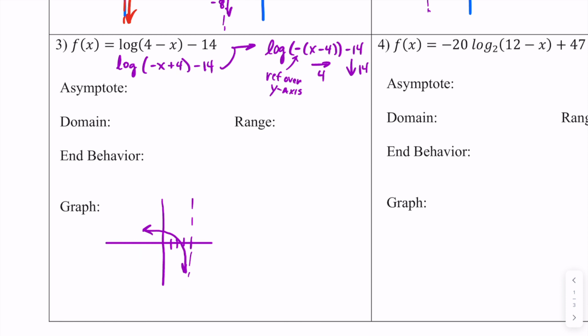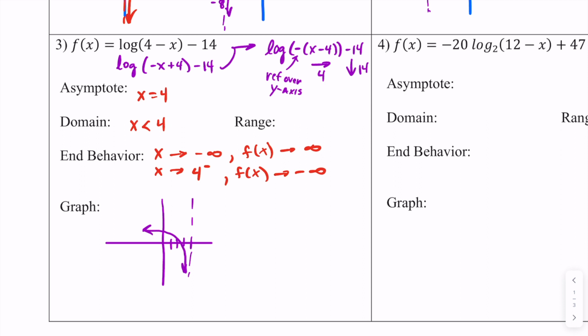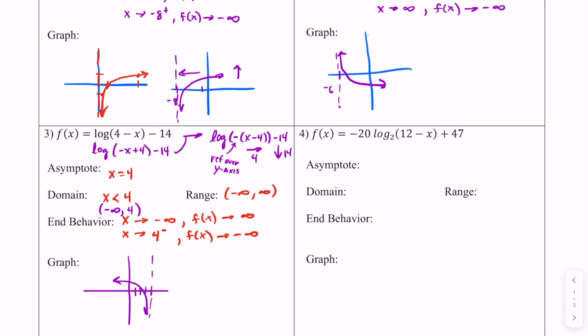The asymptote here, x equals, where's that at? 4, x equals 4. Domain now, x is less than 4. End behavior: as x goes to negative infinity, this thing goes up forever. But as x approaches 4 from the negative side, this function goes down to negative infinity. And our range is negative infinity to positive infinity, and in interval notation, negative infinity up to 4. I don't think I did my interval notation for number 2, so this would be from negative 6 to infinity, like that.